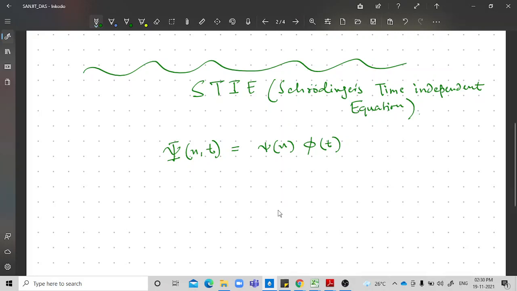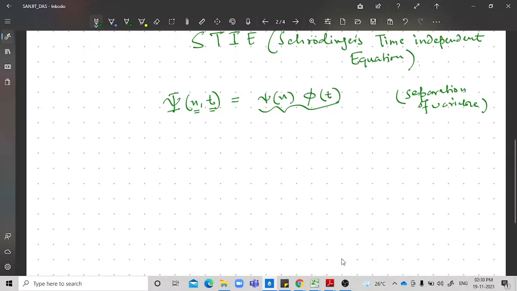So in this format I have taken it, and this technique is called separation of variables. In this case, which variables we have separated? We have separated the space variable and the time variable in this particular format. I am assuming it. We can take it in this format. Okay. So what is the governing equation? Again, I will go for the one dimensional equation.